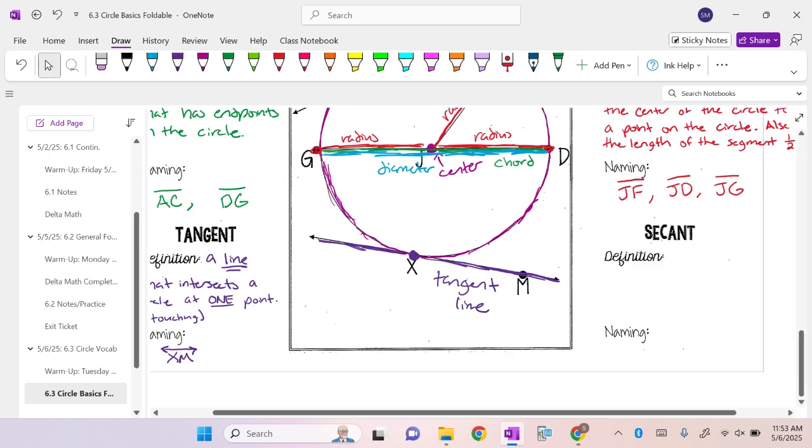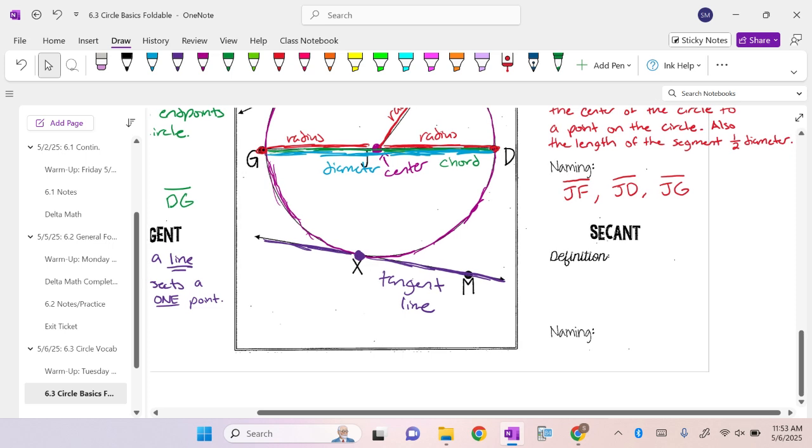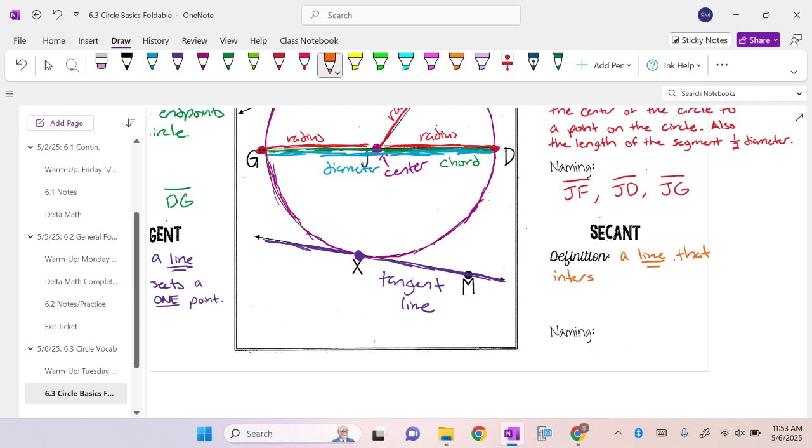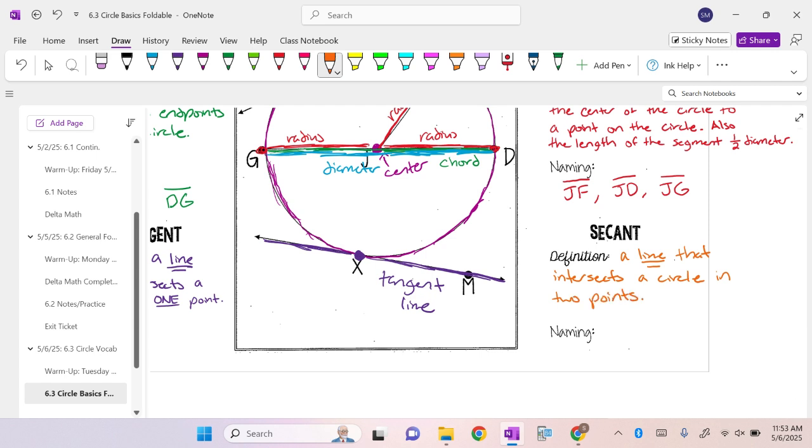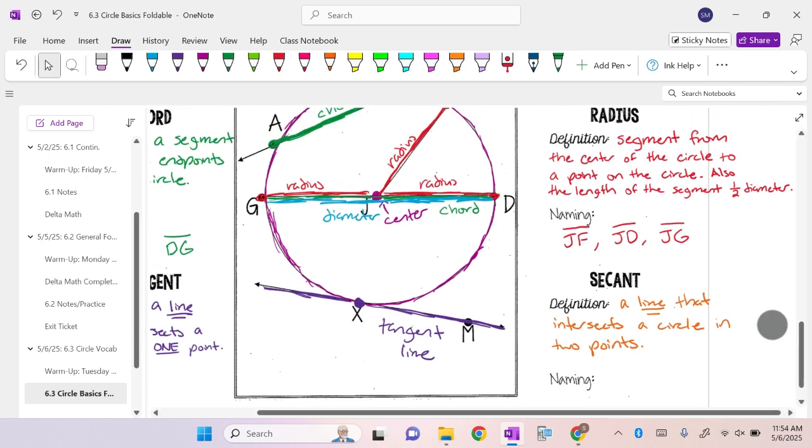Now, the last one is a secant line. A secant line is, again, a line, not a line segment, that intersects a circle in 2 points. So in other words, it actually goes through the circle. It's a line that goes through the circle and has 2 points that are on the circle.